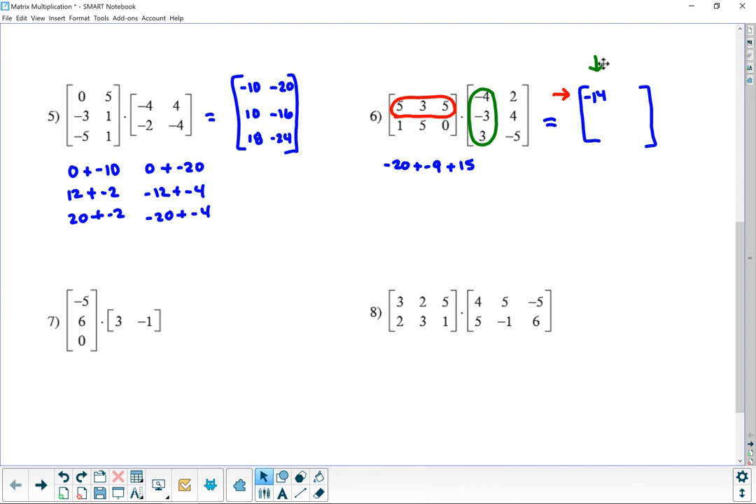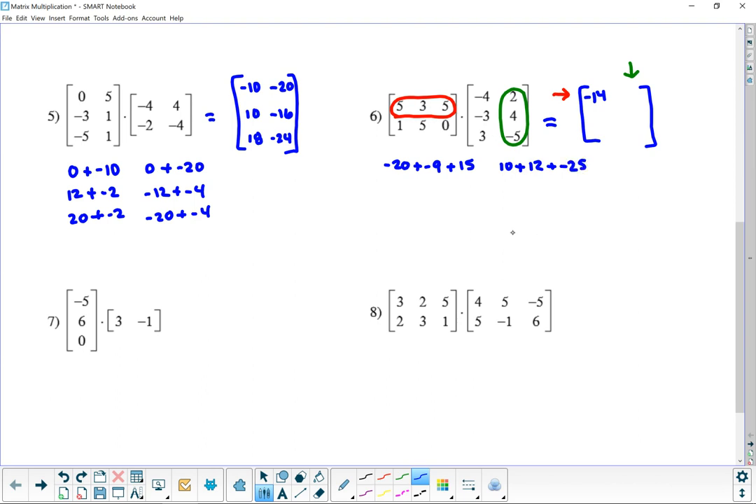Okay, if you want the next one, you want this one right here, which is going to be first row but second column. So you're going to utilize these numbers. We will have 5 times 2 is 10, plus 3 times 4 is 12, plus 5 times negative 5 is negative 25. Right, so if you add them together, this is positive 22, and that's a negative 25. So that's going to end up being a negative 3.